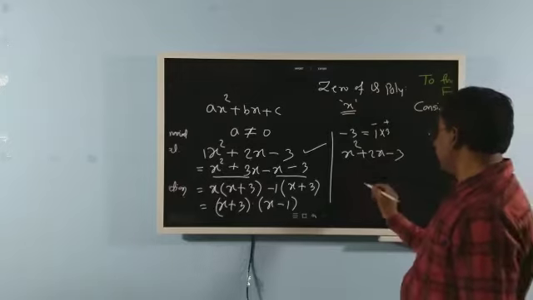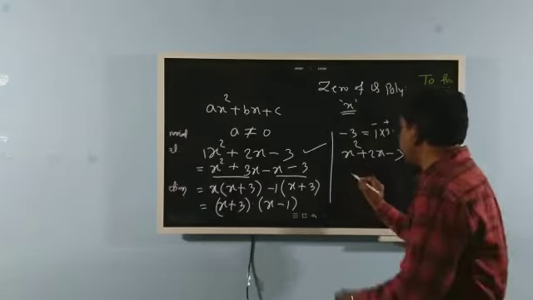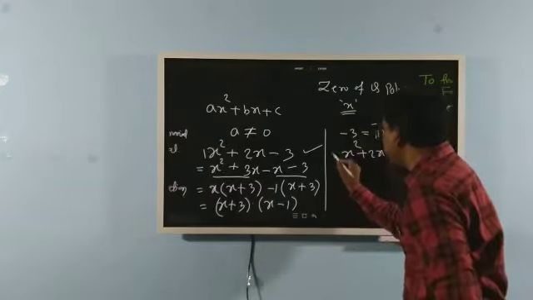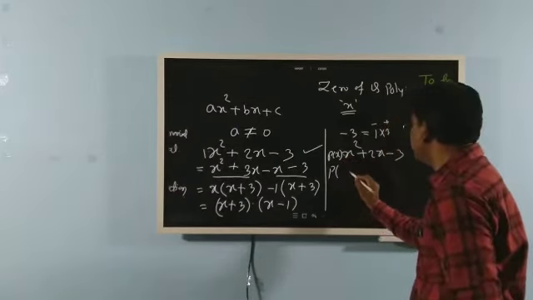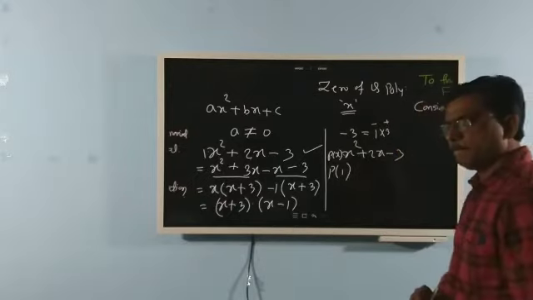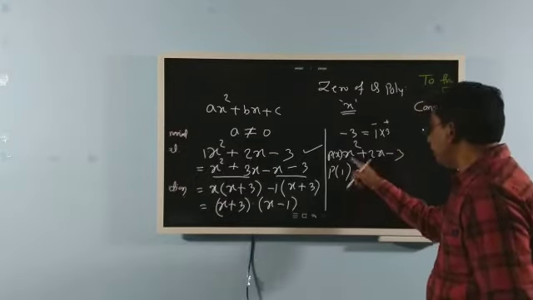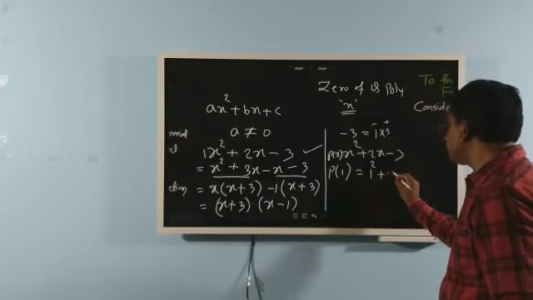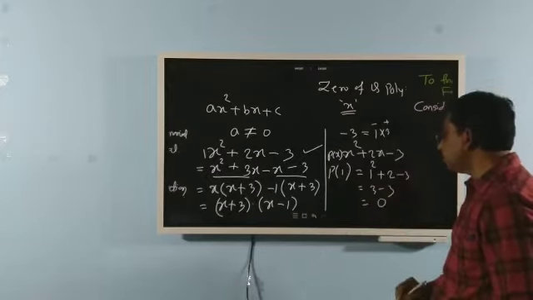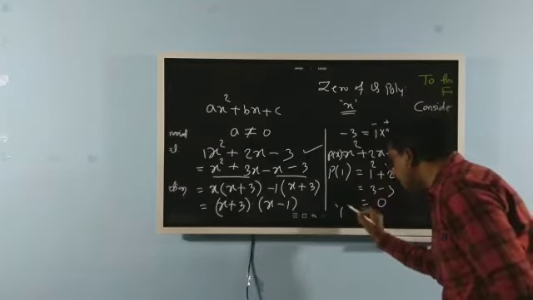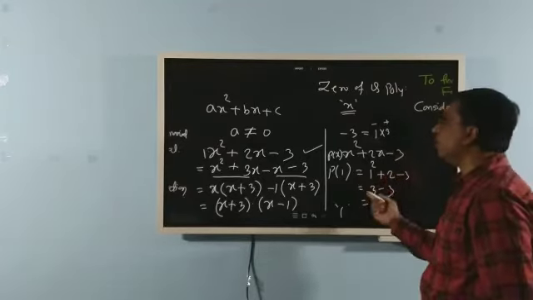Now here, if I consider this as p of x, and I give the value of x as 1, so what is p of 1? 1 square plus 2 minus 3, that is 3 minus 3, and the value is 0. So I can say that 1 is the zero of this polynomial.